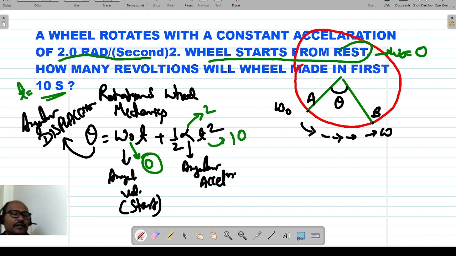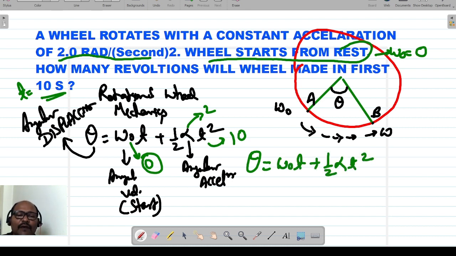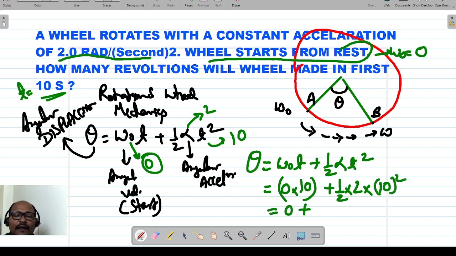So in the equation theta equal to omega 0 t plus half alpha t square, time is given, angular acceleration is given, angular velocity at start is given, so we can easily calculate the angular displacement. Angular displacement will be omega 0 t plus half alpha t square, and putting in the values we get 0 into 10 plus half into 2 into 10 square. The first term will be 0, the 2 will be cancelled out, and the value will be 100. So 100 radian is the value of theta, that is the angular displacement.